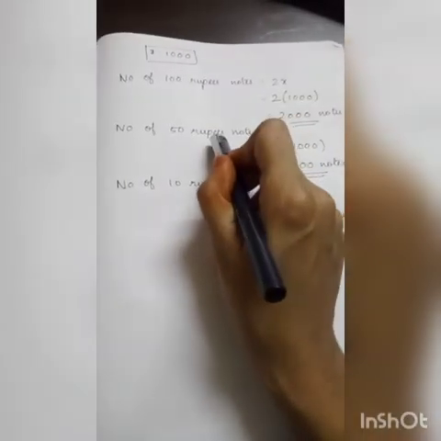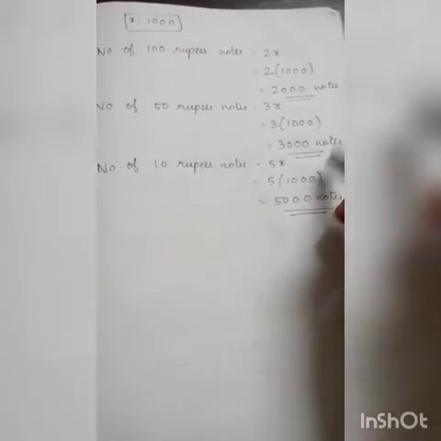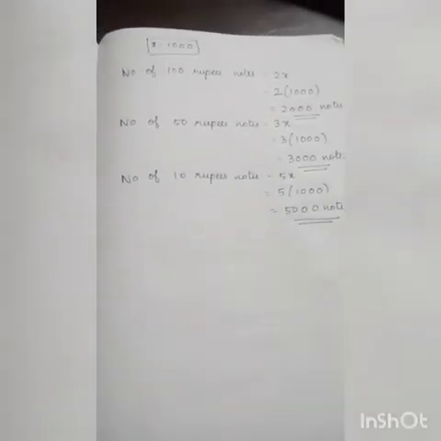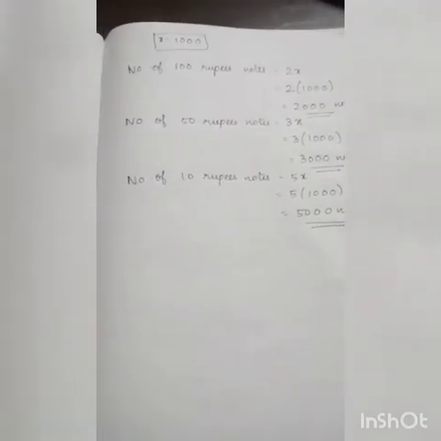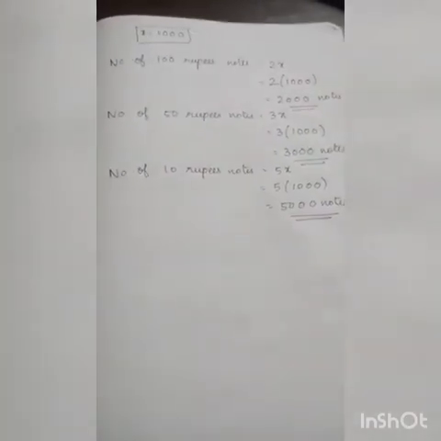50 rupees notes, how many do they have? 3x. 3 into 1000, 3000 notes. 10 rupee notes, how many do they have? 5x. 5 into 1000, 5000 notes. They have asked you to find only the notes, not the amount. Okay, children, did you understand?